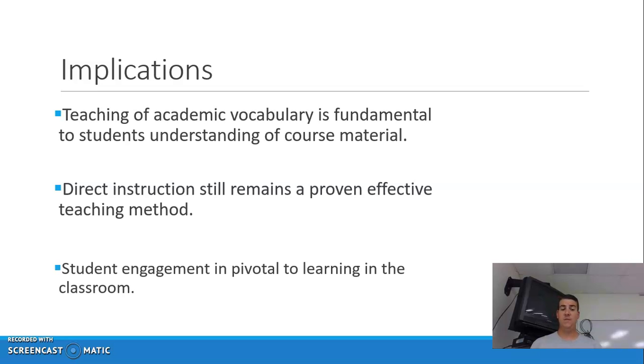The third implication of the study is that student engagement is pivotal to learning in the classroom. By increasing students' understanding of content, their engagement also increases. Teachers can increase student engagement by directly teaching academic vocabulary to them.